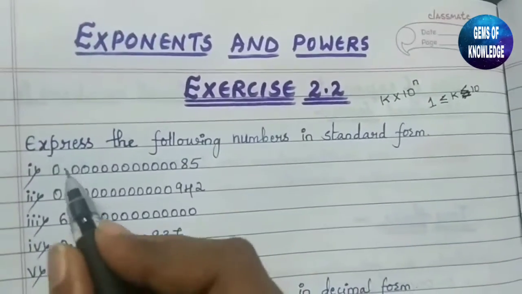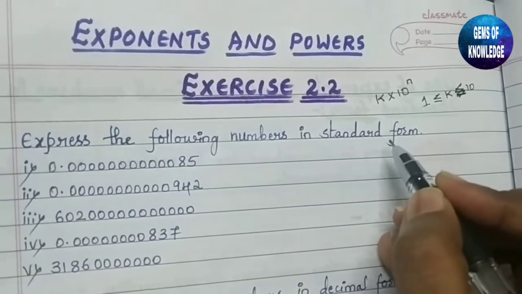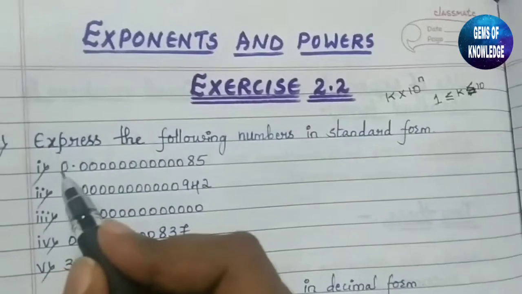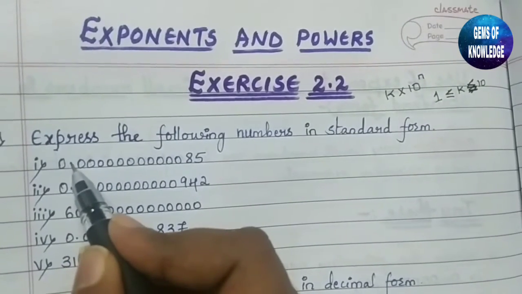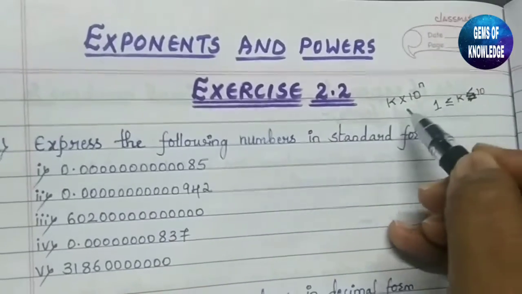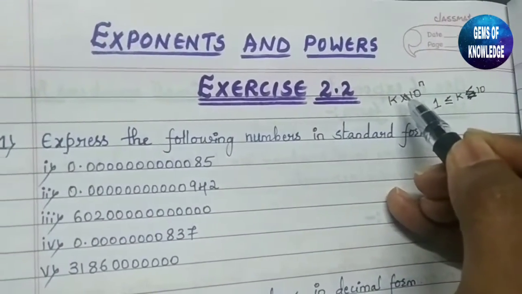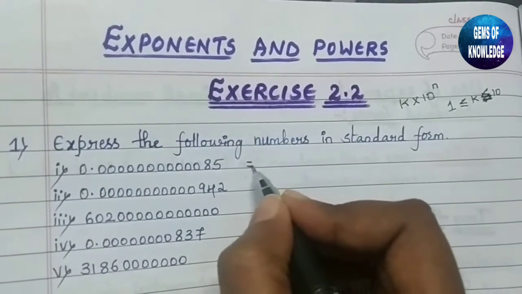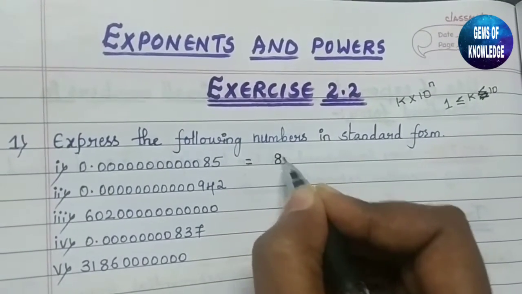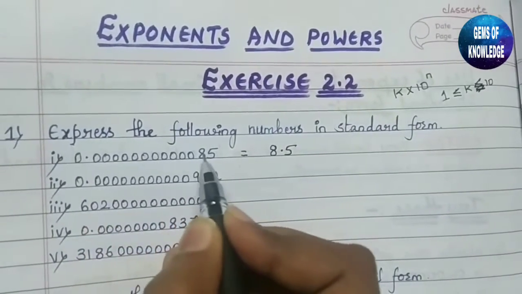Okay, now we will start this. Express the following numbers in standard form is given. Now what you have to do here is you need to move this point to here, and write it in the standard form, k into 10 to the power of n. So after moving, it will become 8.5. We have to move this point to this side.